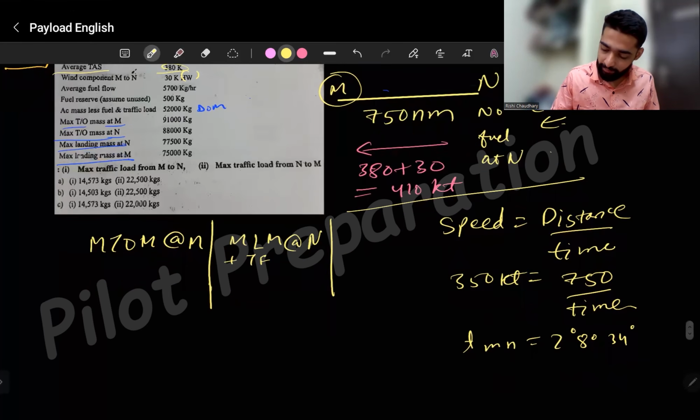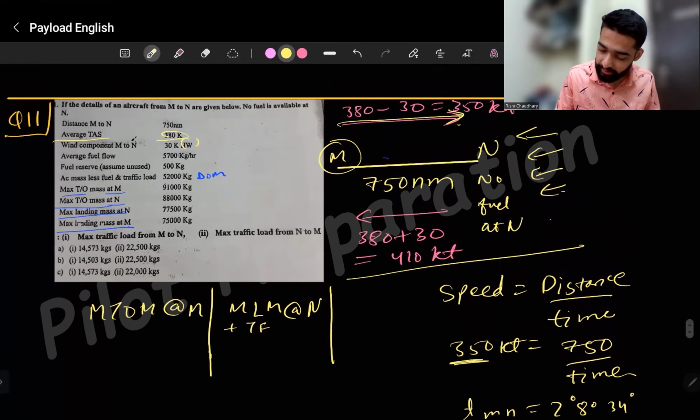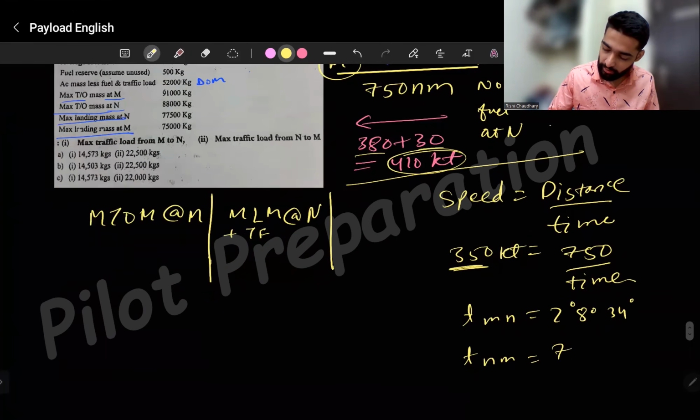And if I want to find time from N to M, time from N to M will be how much? It will be 750 by 380, because, no, not 380. This will be 380 plus 30, right? So this will be 750 by 410. This is equal to 750 divided by 410. This is nothing but 1 hour 49 minute 45 second.